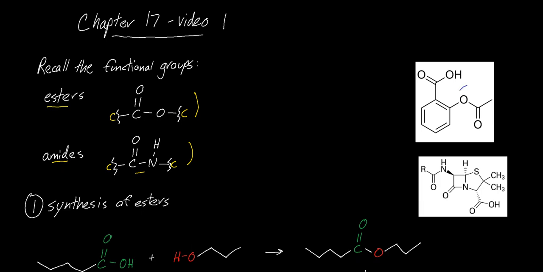For example, aspirin contains an ester, and penicillin contains an amide. Actually, it contains another amide here. This is penicillin. There's actually several different analogs of penicillin depending on what this R group is. So they're like penicillin A, B, C, and so on. And this is aspirin. So clearly these functional groups play an important role in natural products and organic chemistry.